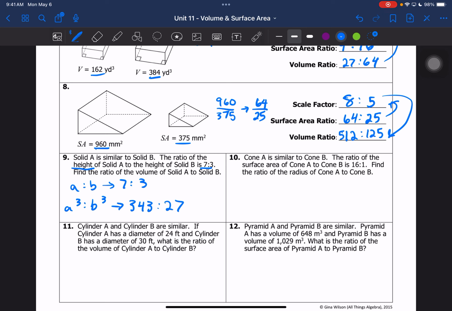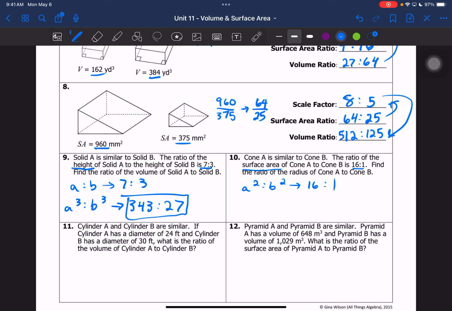And this would be our answer. That's going to be the volume ratio of solid A to solid B. Number 10 is talking about cone A and cone B. It says that the ratio of their surface area is 16 to 1. So this ratio of the surface area is represented by a squared to b squared. So we can write that and set that up as 16 to 1.